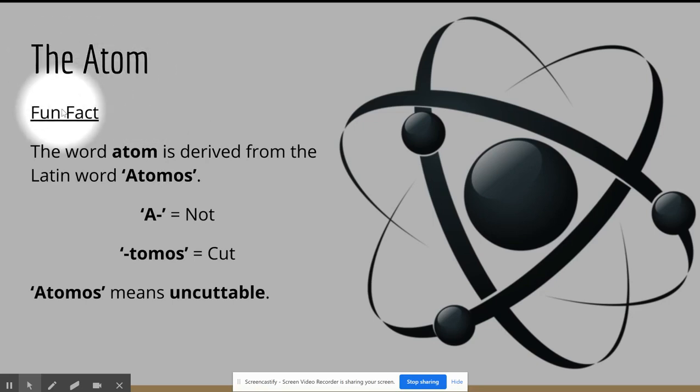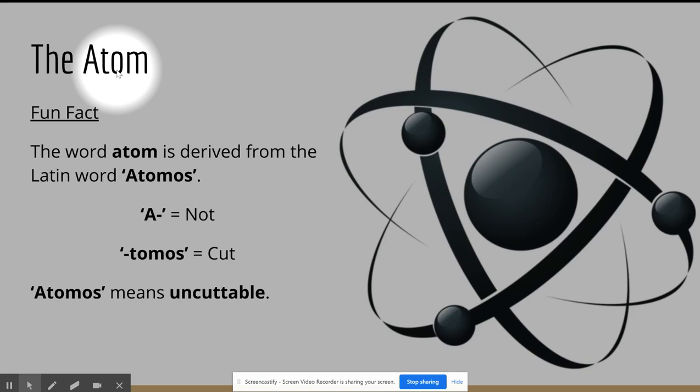The atom. Fun fact before we get started, the word atom is derived from the Latin word atomos. The A means not, and tomos means to cut. So not cut, or atomos really just means uncuttable. So atom comes from the word uncuttable.